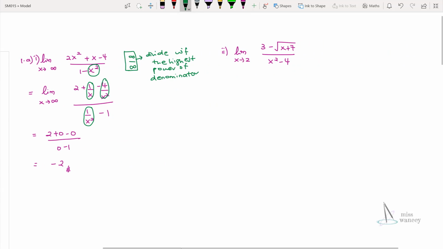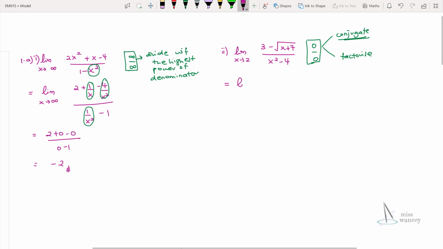If I substitute 2, I get 2 plus 7, which is 9, the square root is 3. 3 minus 3 becomes 0. 2 squared is 4, 4 minus 4 is also 0. So I get 0 over 0. I need to choose one of two options: either multiply with the conjugate, or factorize. I choose to multiply with the conjugate because I have a square root. So let us multiply with the conjugate.